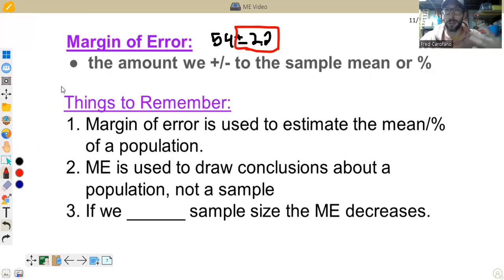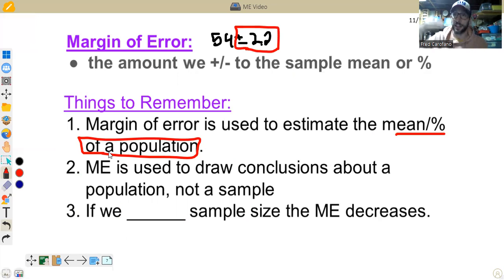As you'll see this show up in a couple questions, and you're about to do 5 in a Google form about this. So 1, margin of error is used to estimate the mean or percentage of a population. So margin of error is not used to talk about the sample. We have the sample data. We don't need an interval for the sample. So we have to think about what's the population that we're trying to represent. And that's some of the key wording we'll look for in the multiple choice.